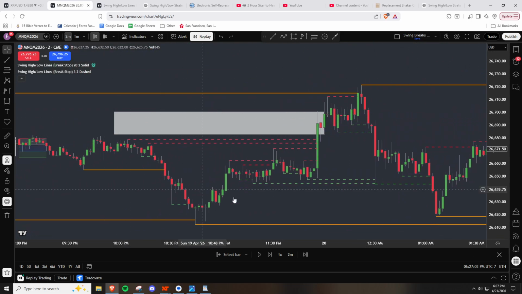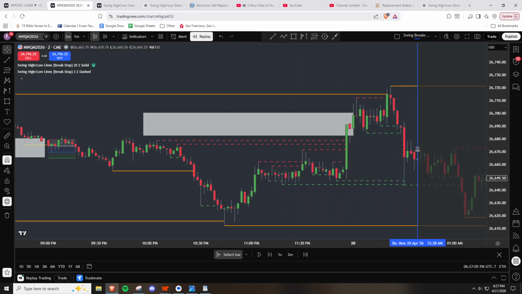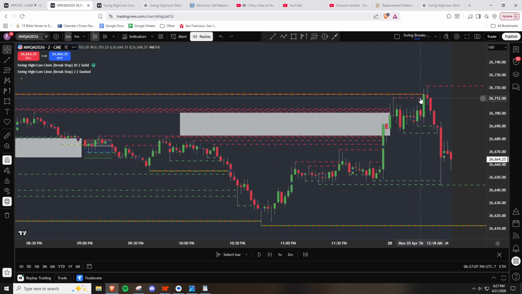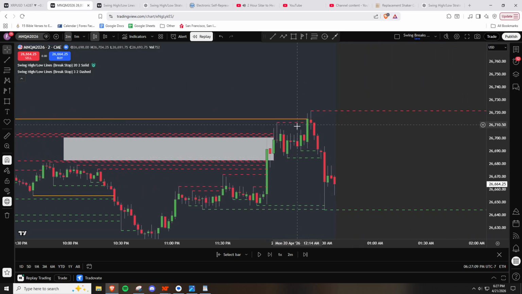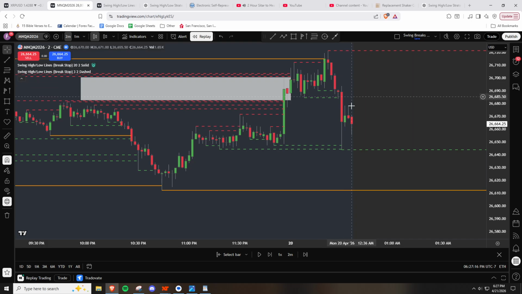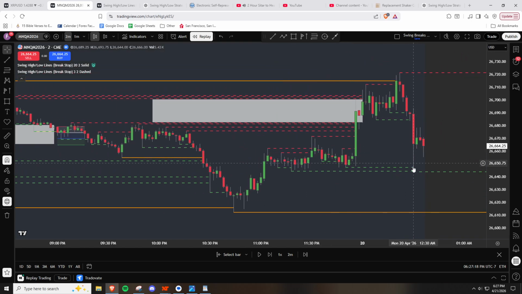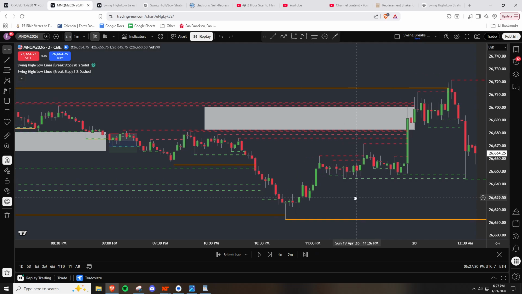Let's see, it looks like we have maybe some more examples back here. We sweep the swing high. We don't make a new swing low till down here. And again, at that point, the reversal's already mostly over. So we're not really going to look for a breakdown of this here.